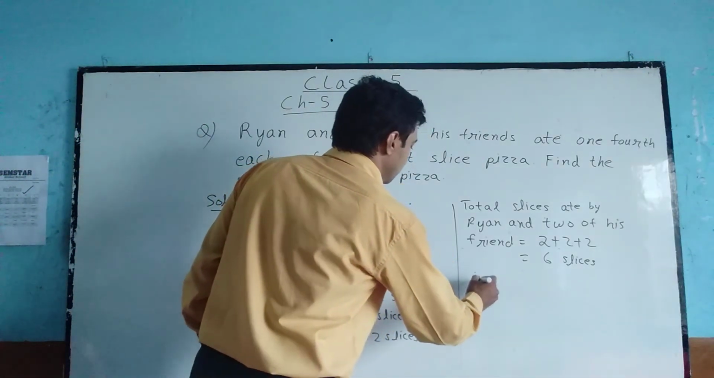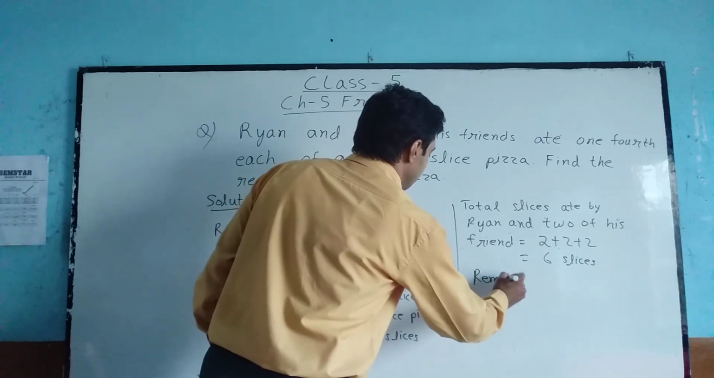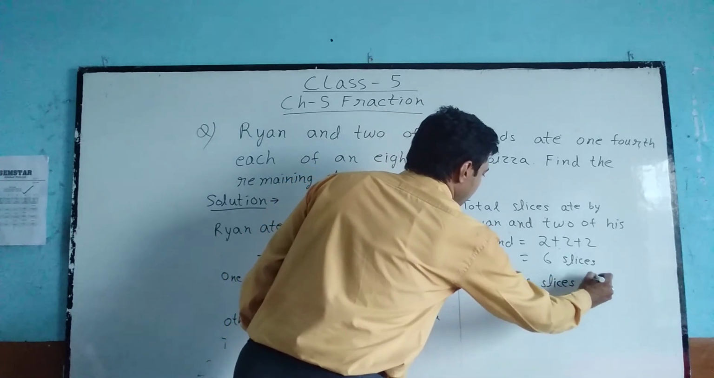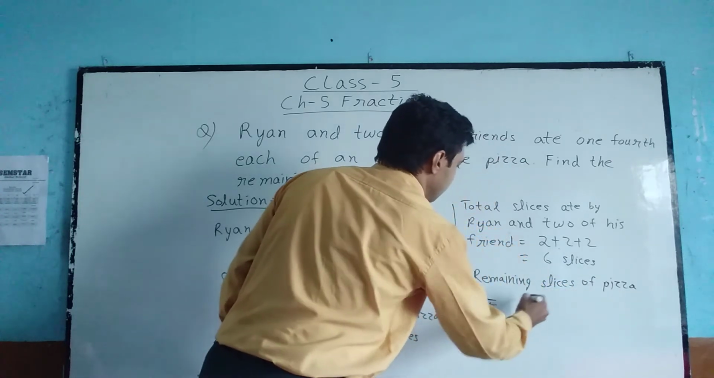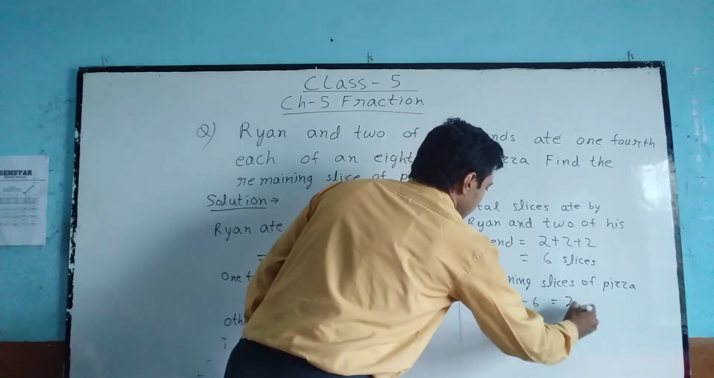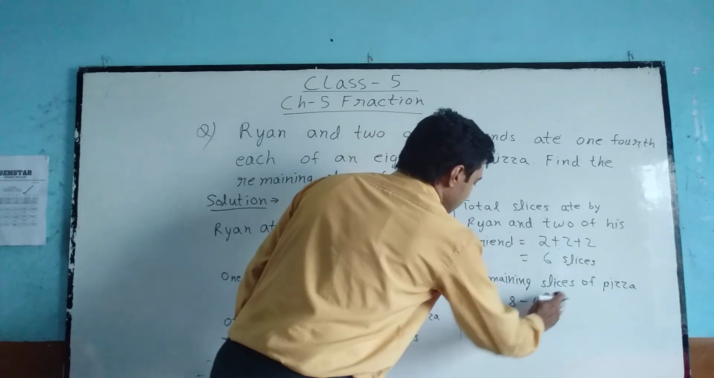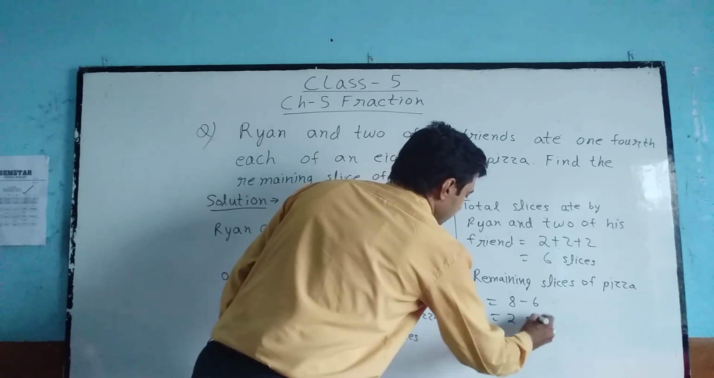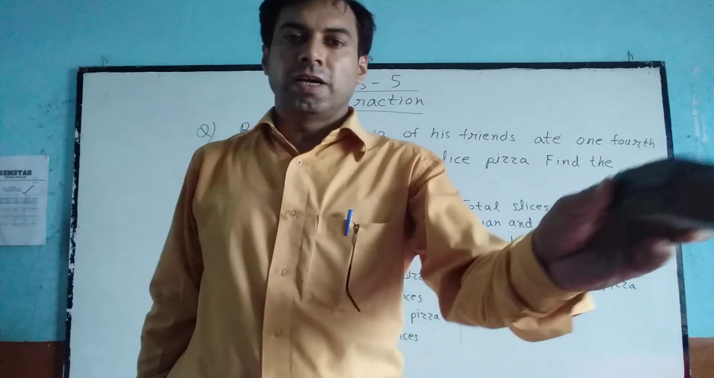Now, remaining slices of pizza. Eight minus 6. Total was 8, they ate 6. So how much? 8 minus 6, 2 slices. 2 slices remaining. This is our answer.